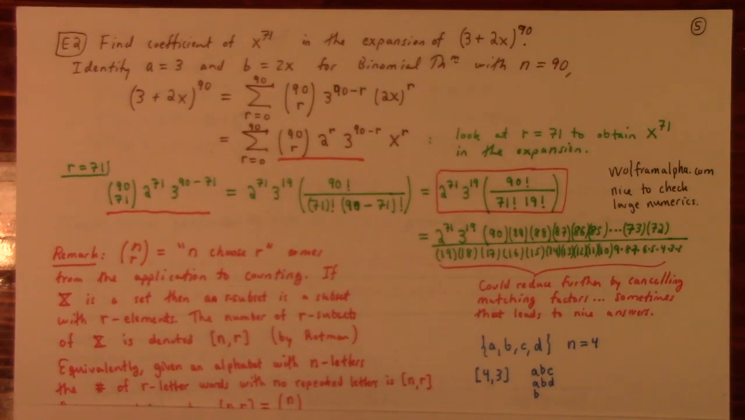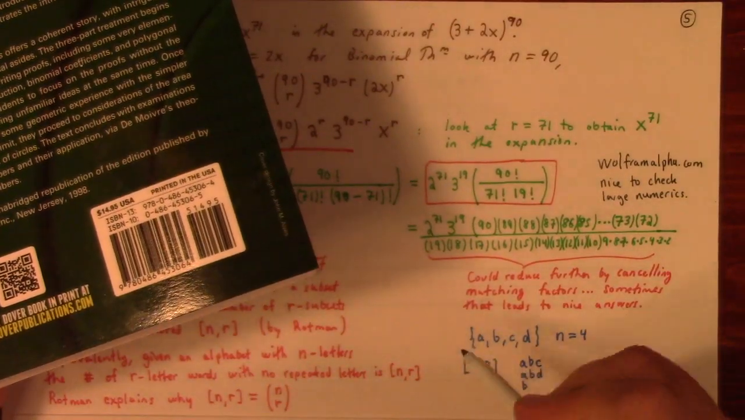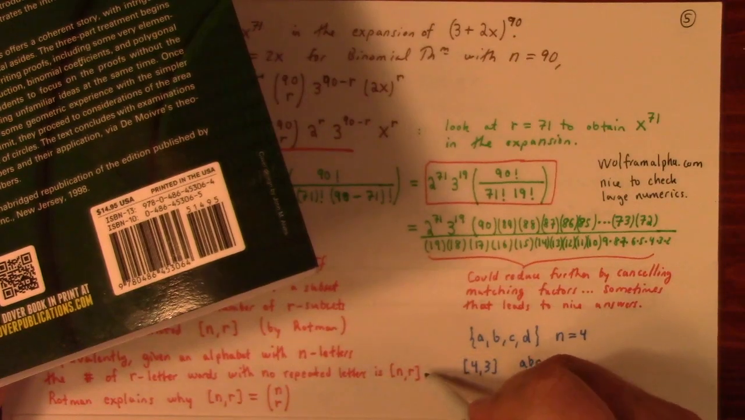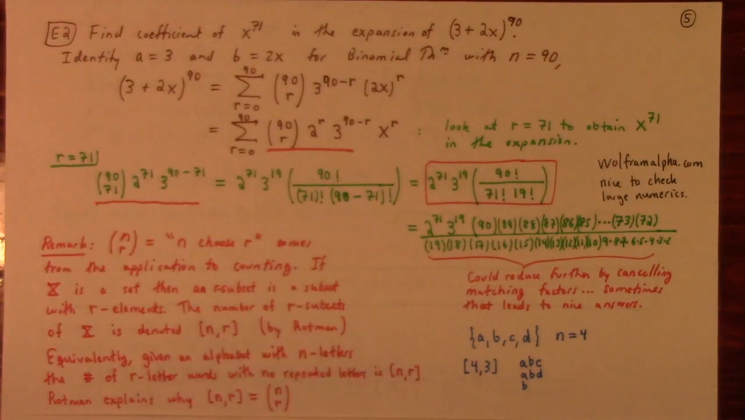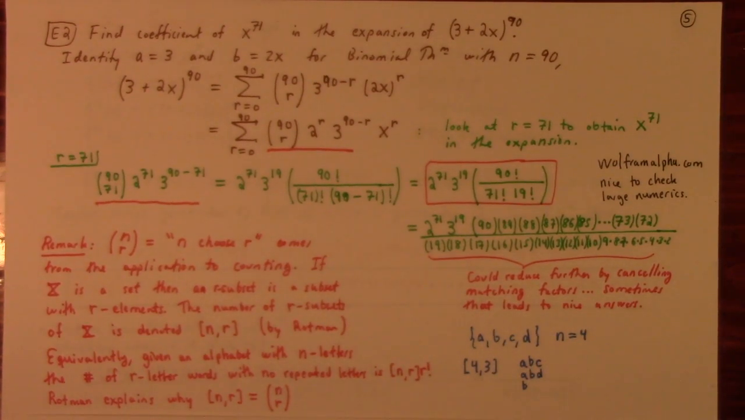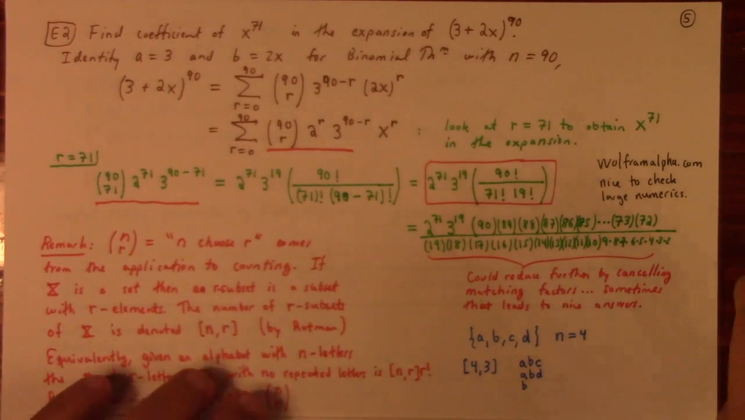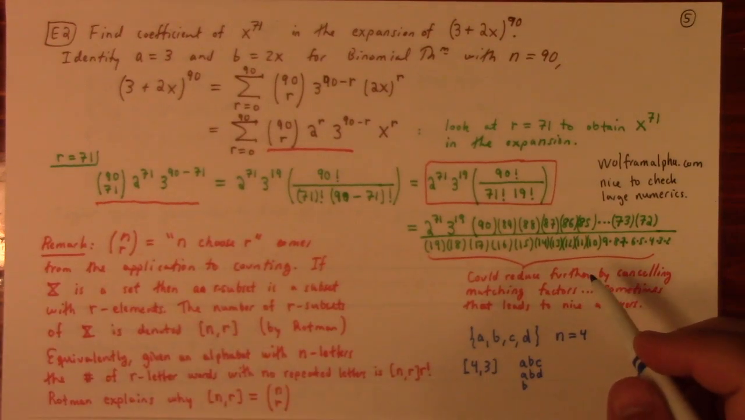Oh, I see. So actually, my bad. I was wrong here. I misread his book. The number of r-letter words with no repeated letters is n choose r times r factorial. I misread it. Sorry about that, guys. Now, we'll have to fix one of my later examples when we get to it. Oh no, there's a lot of words to do here.